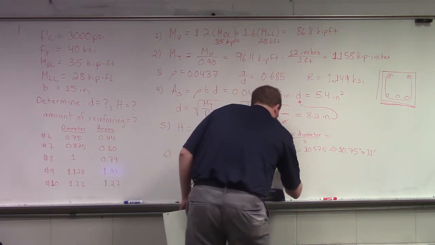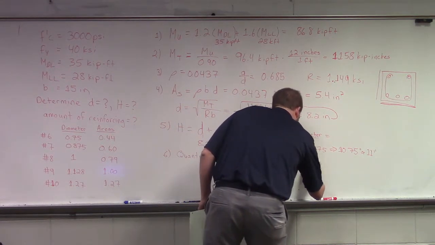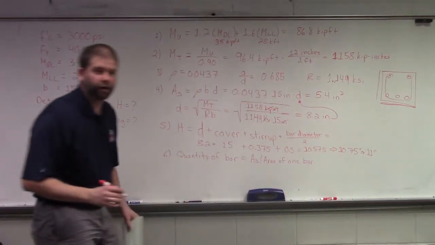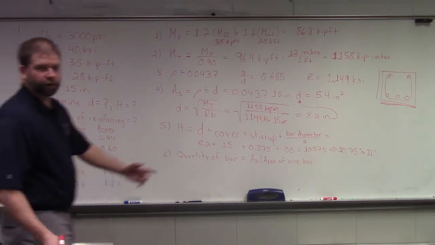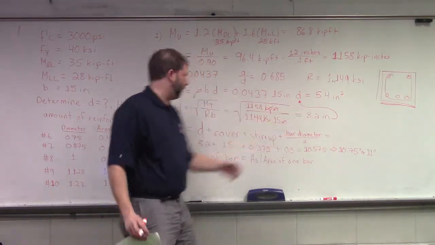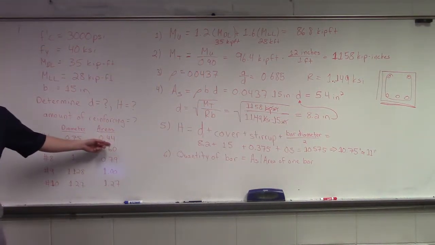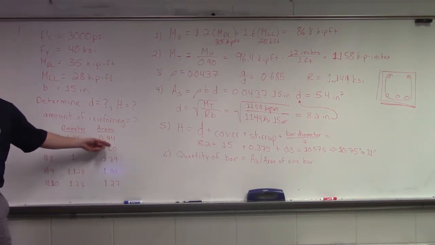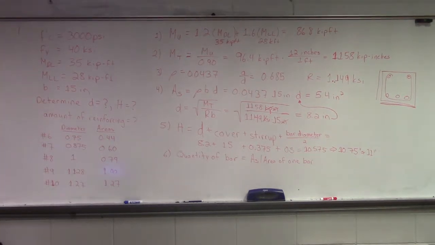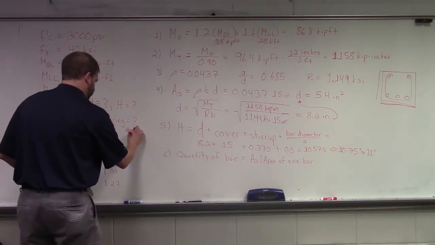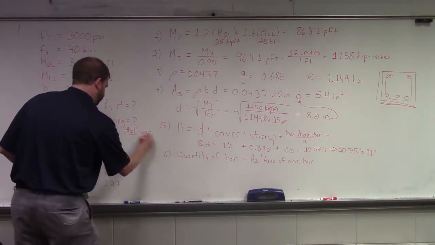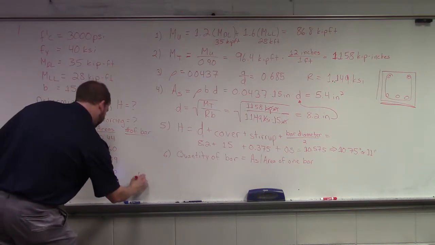So then we'd use a number 10 bar, right? The number of bars equals our area of steel divided by the area of one bar. If we took 5.4 divided by that 0.44, we're going to need probably 12 or 13. Probably one number 11. That's 4.25 on that number 10 bar. See, we did all that math for nothing. Probably one number 11.